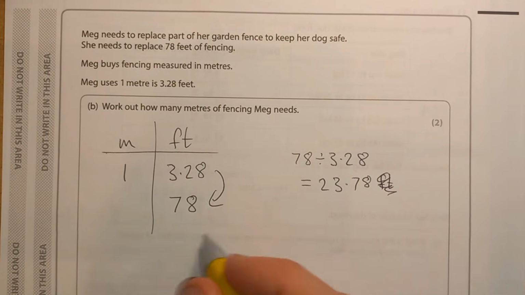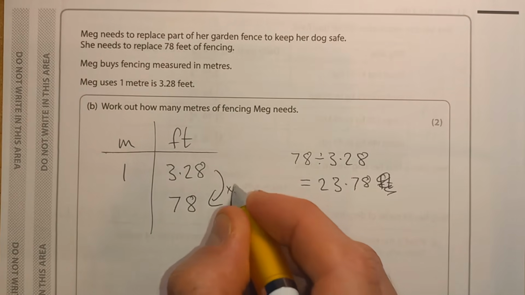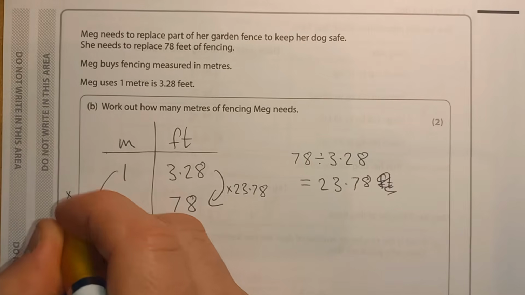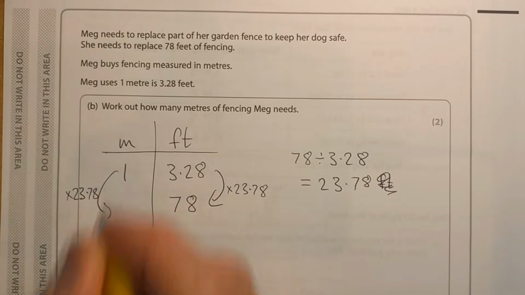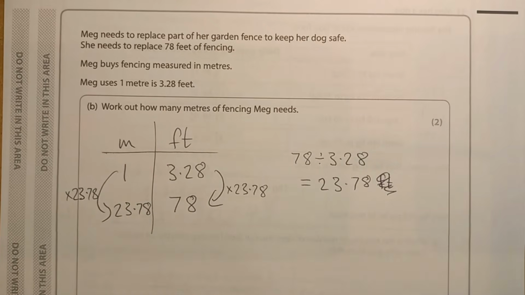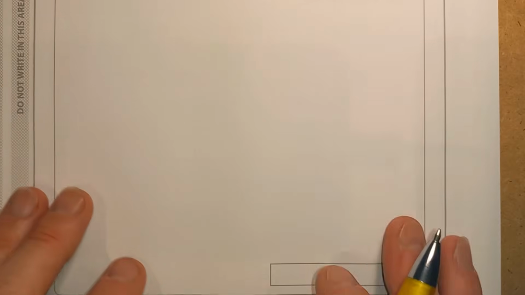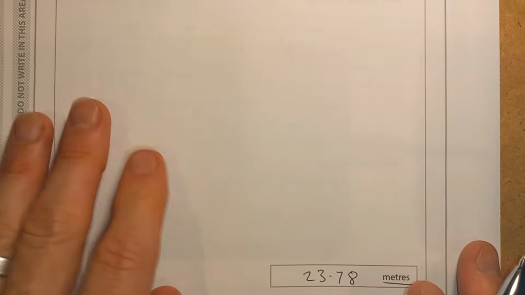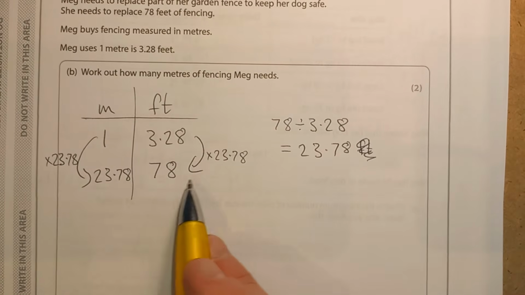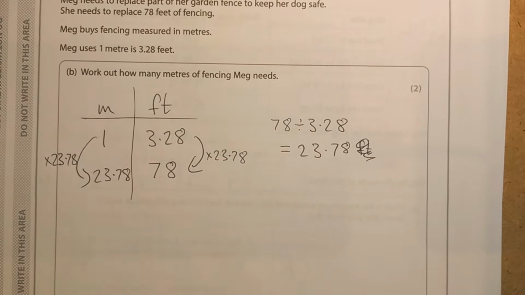This is our feet, so this is our 23.78, so that means we need to do the same on this side, but because we're just multiplying it by 1, the answer is going to be 23.78, but it is metres. That's why it's always important to think, what units am I dealing with? So we started off with the feet, we converted it into metres.